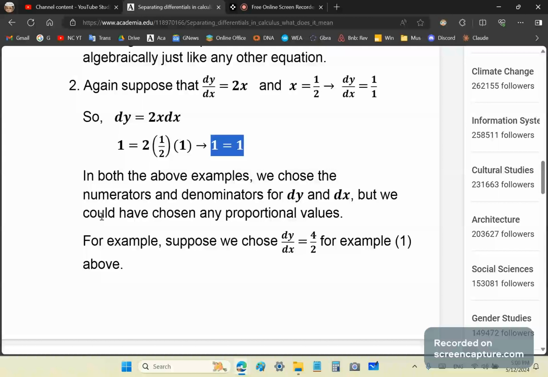In both the above examples, we chose the numerators and denominators for dy and dx. We chose dy is equal to 1 and dx is equal to 1, but as I said, we could have chosen any equivalent fraction. dy is equal to 15,000 and dx is equal to 15,000. It doesn't matter what you choose because it will still give you a derivative of 1, okay? And they are separable and they are values. They're not infinitesimal bullshit like you hear in mainstream calculus courses, nor like that fucking moron Abraham Robinson with his bullshit non-standard analysis. Okay, it's absolute garbage. Don't even waste your time on that.